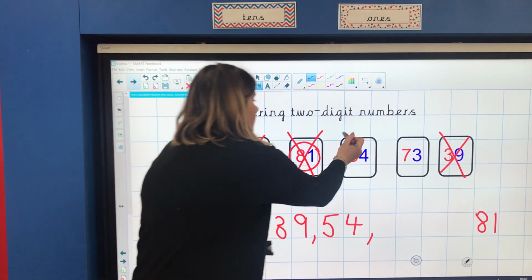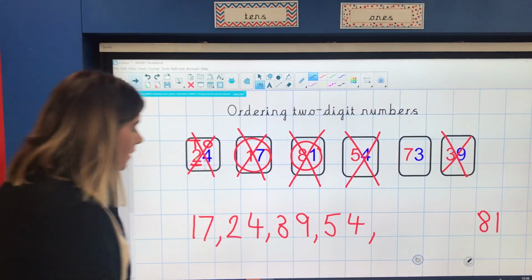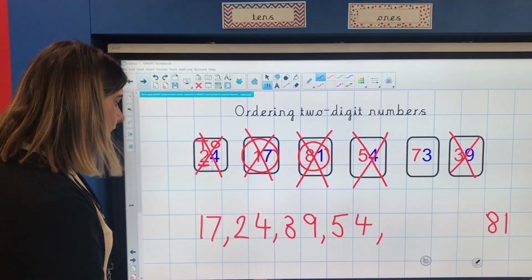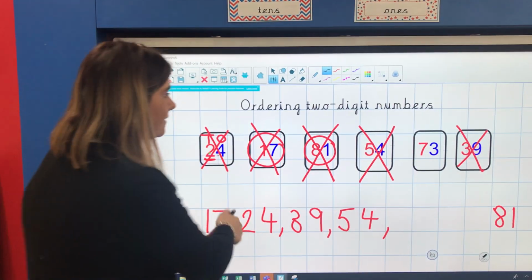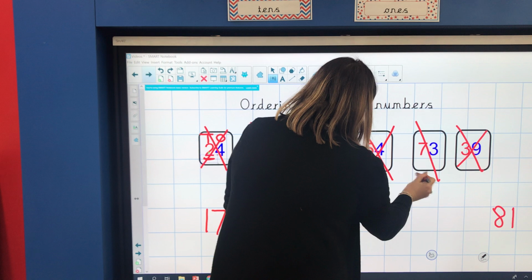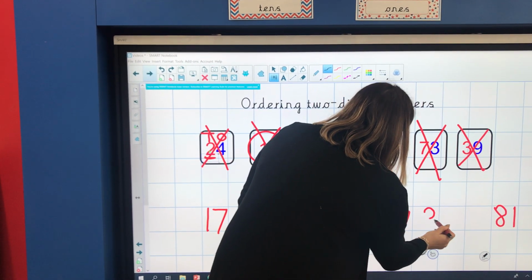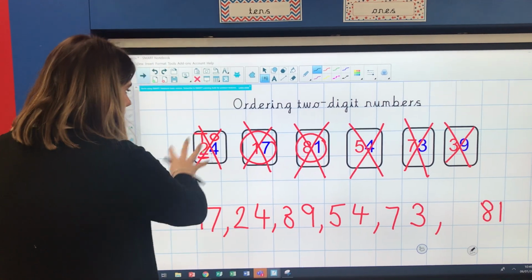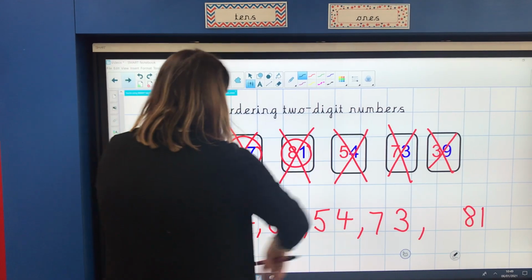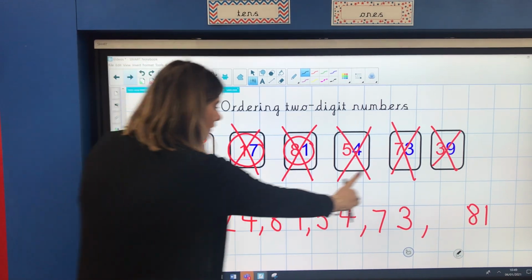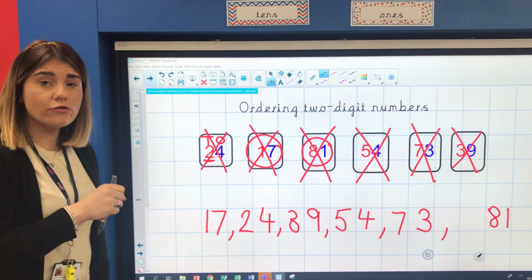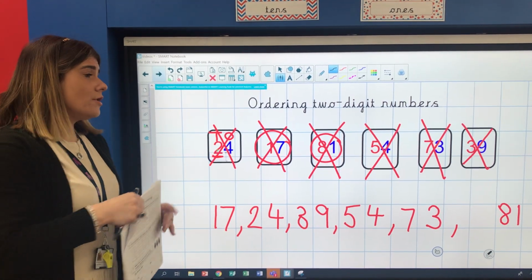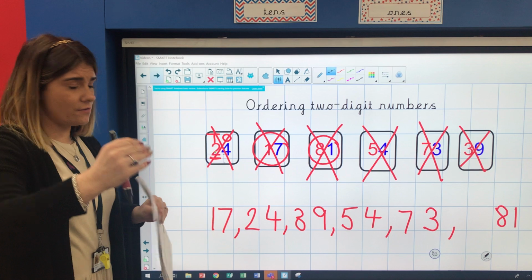Let's have a look now. We're just left with one number now. So we've got 54. Are there any numbers with 6 tens? There's no numbers with 6 tens. What about 7 tens? 73 would be the next in our order. And then we started with the largest number at the beginning. So we've now got all the numbers that were muddled up to begin with in the right order from the smallest to the largest. And just remember when you're ordering, it's the tens that you are focusing on. The tens will determine your smallest number to your largest number.